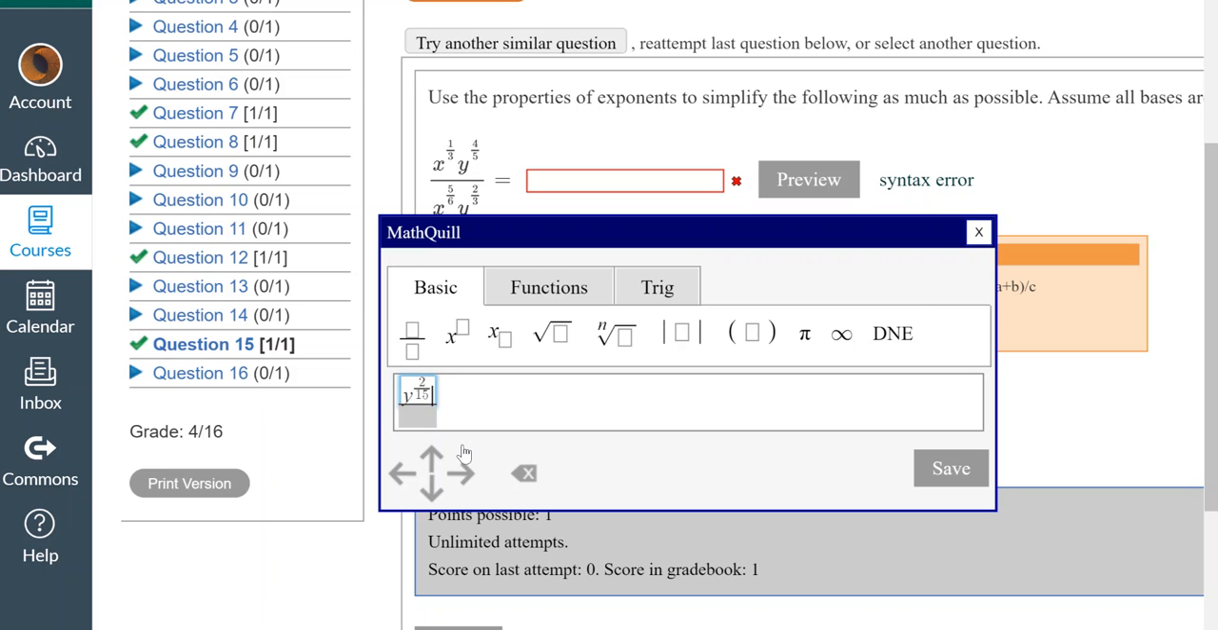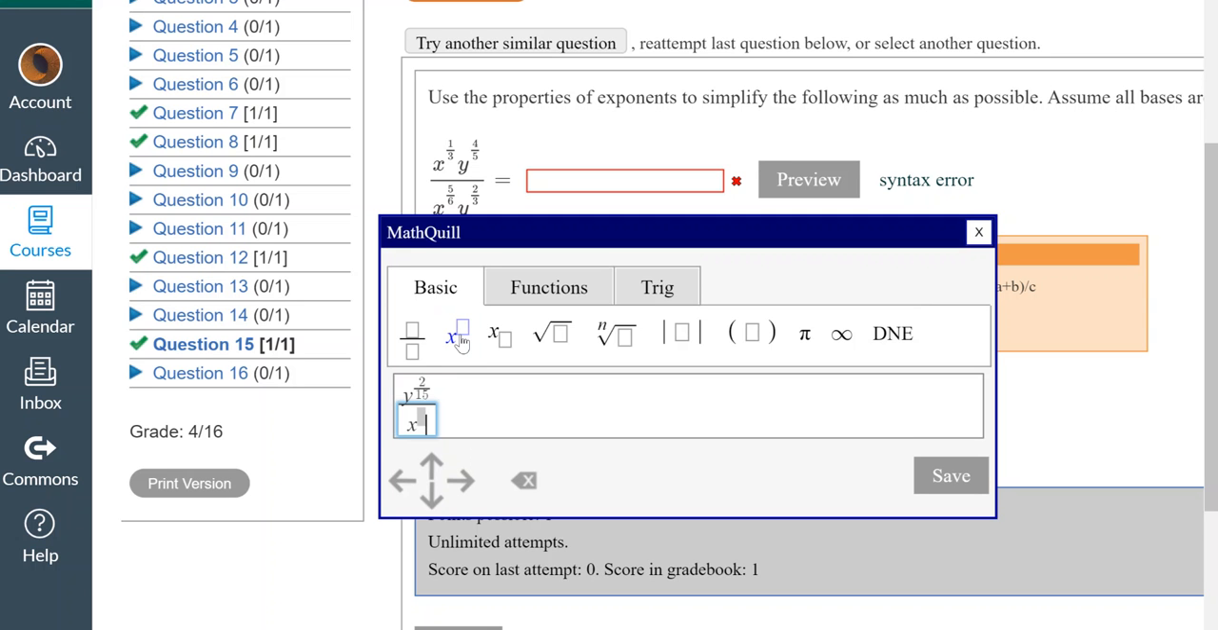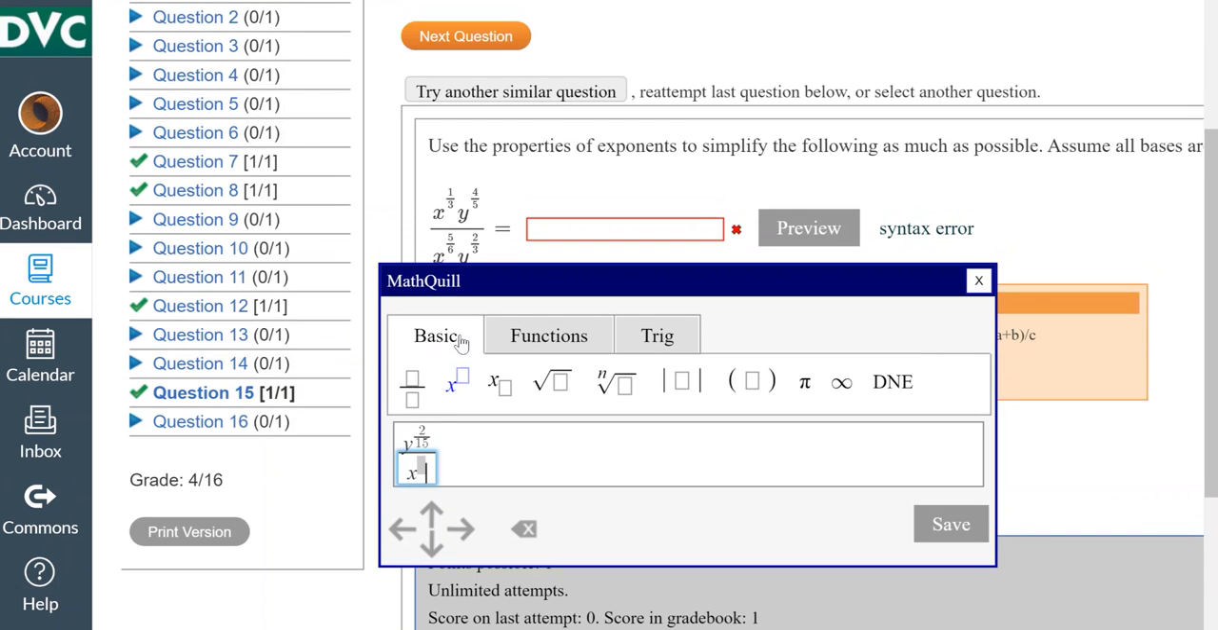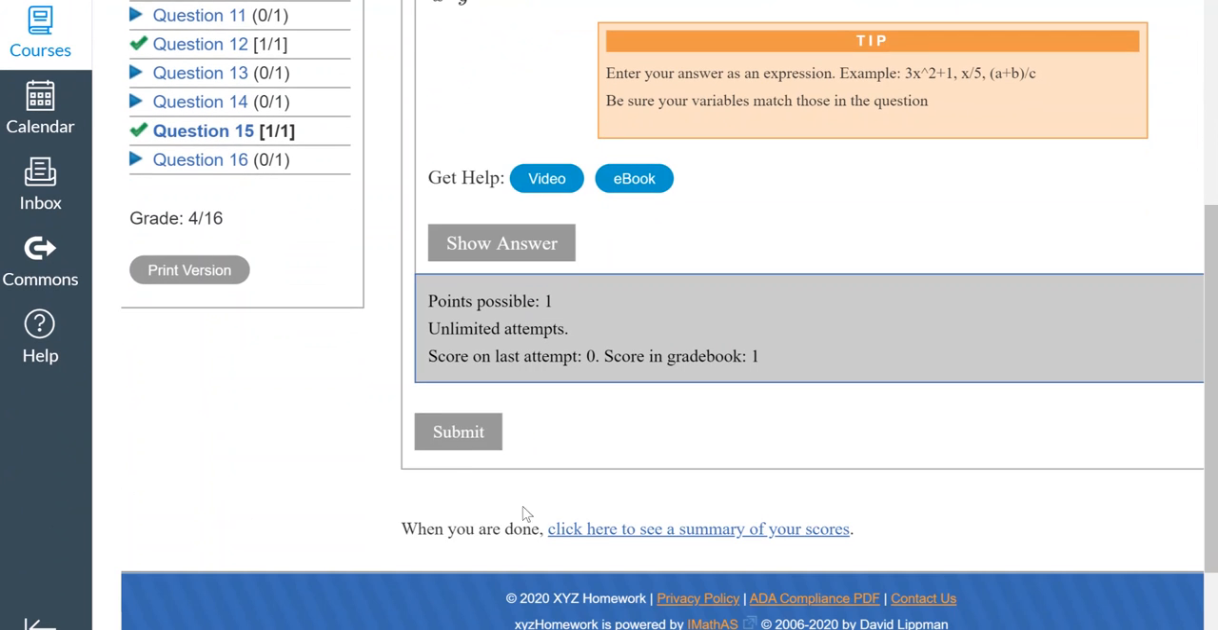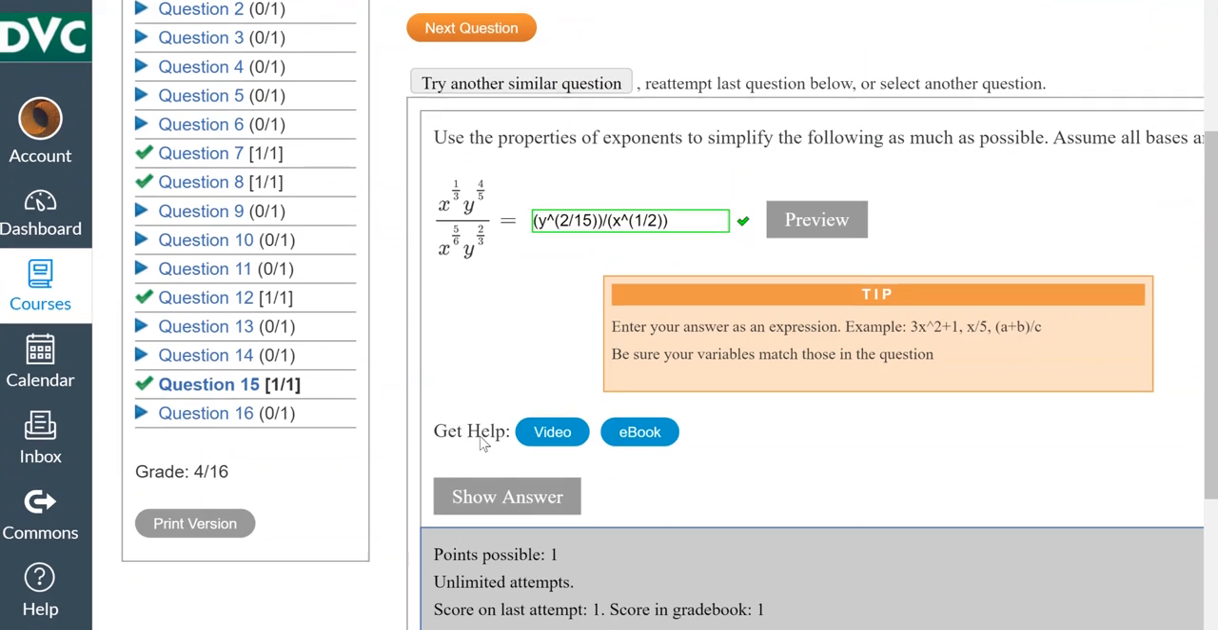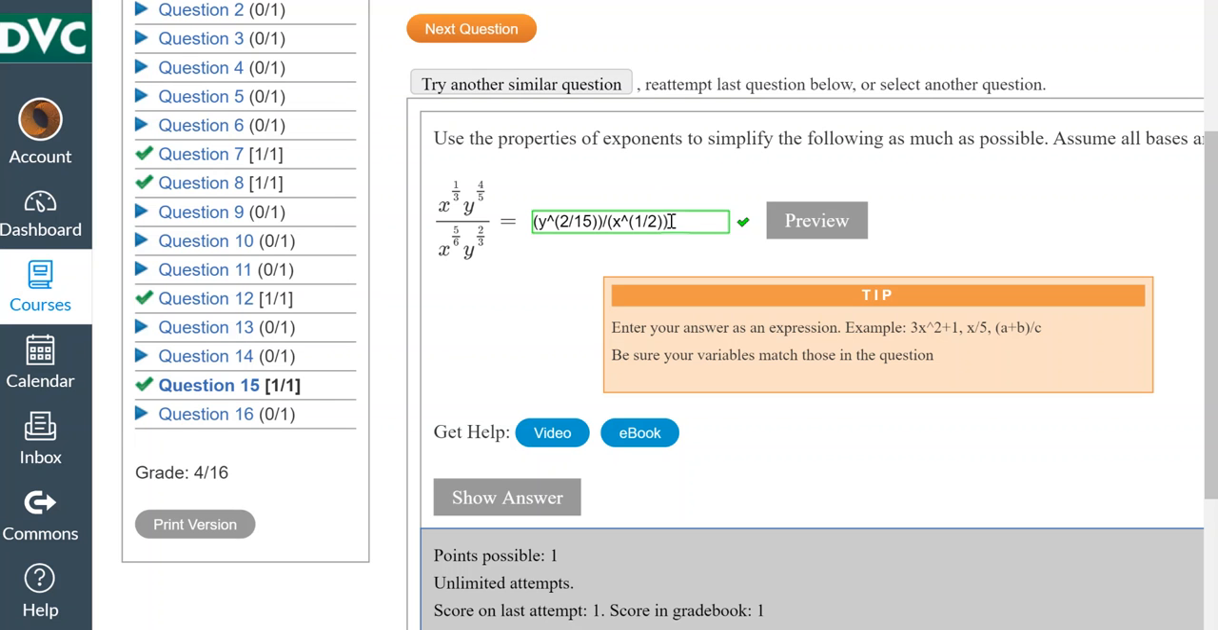2/15 power. In the denominator, I want x to the 1/2, so I'm going to hit x, this button right here to get onto the exponent. Coming up, I'm going to do 1/2 power. You could do 1 divided by 2, but remember you want to make sure that you put it right there, or you could use your fraction symbol there. Save. That's exactly what I want it to say. I'm going to hit submit. And you see that we did great.